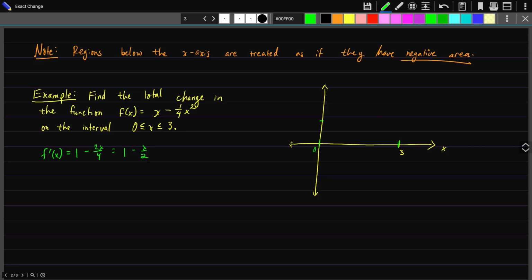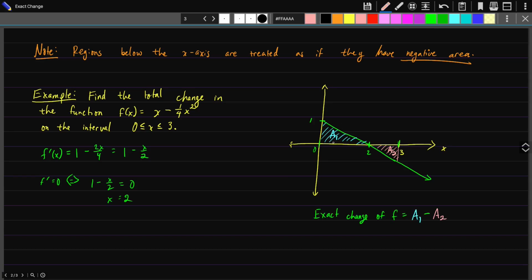So what does this derivative look like? We start at 1, and then we go down at a slope of 1/2, and then we eventually cross the x-axis, and we keep going. So where do we cross the x-axis? Well, it's when f prime equals 0. That's the same as saying that x is equal to 2. So this point here is x equals 2. Now we've got two areas. The two areas are this positive area, which I've labeled A1 here, to the left of 2, and then we've got this other area, which will be a negative area, to the right of 2. The exact change of this function is going to actually end up being A1 minus A2.